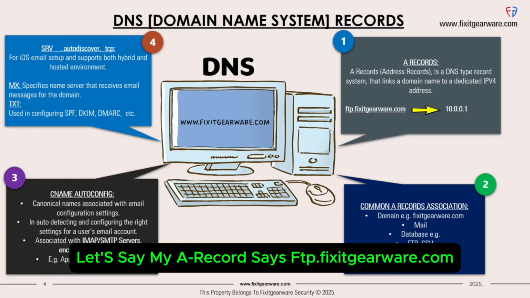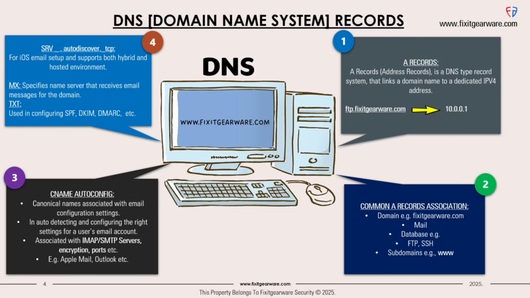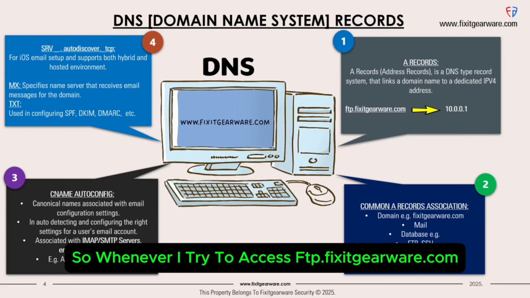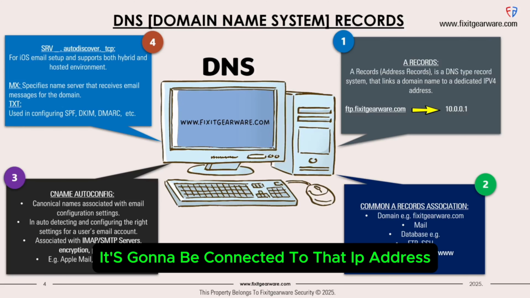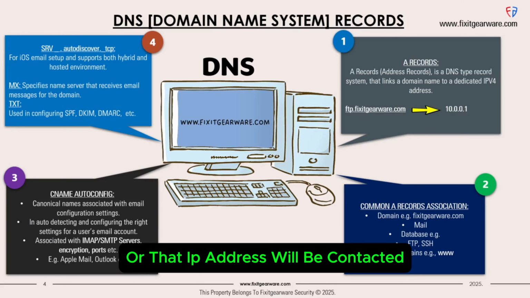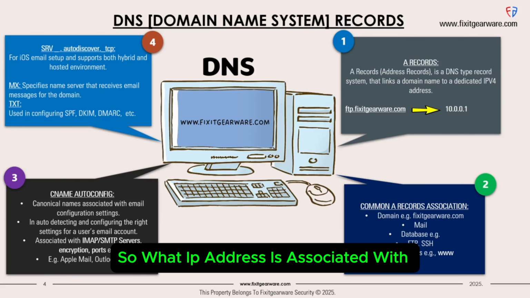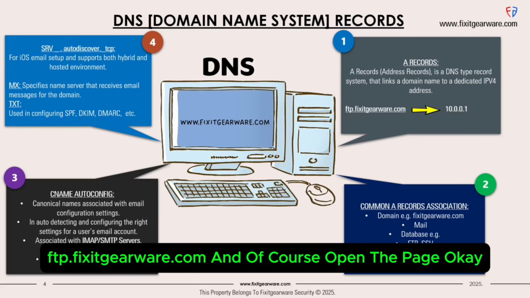So for example, let's say my A record says ftp.fixitgearware.com, right? By right, that address will be pointing to an IPv4 address. So whenever I try to access ftp.fixitgearware.com, it's going to be connected to that IP address, or that IP address will be contacted. This is what we call DNS resolution. Okay. So what IP address is associated with ftp.fixitgearware.com, and of course, open the page.